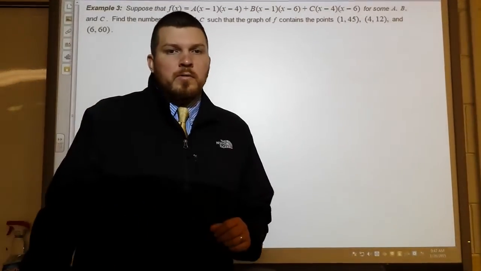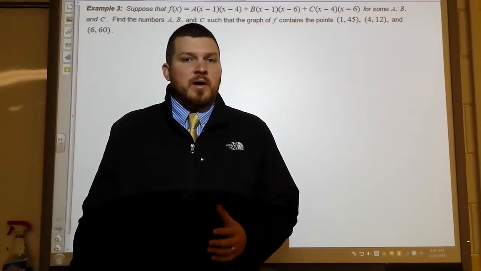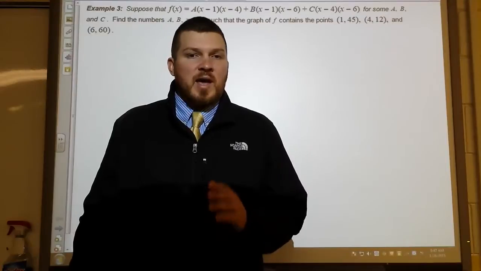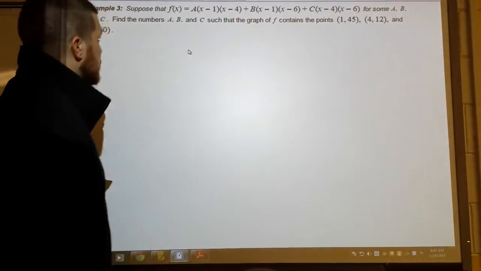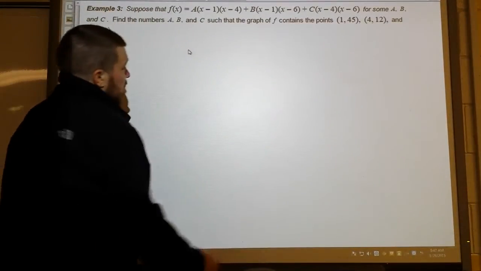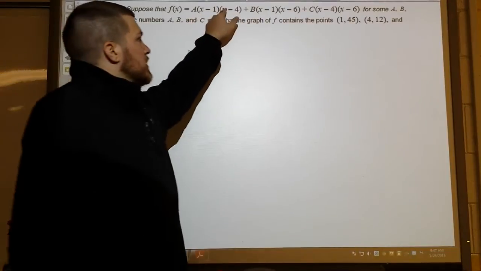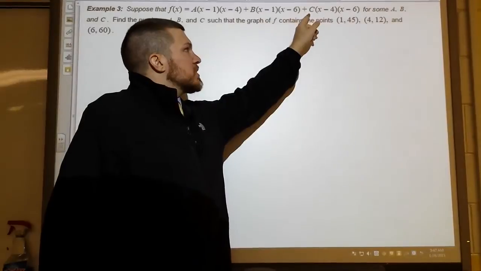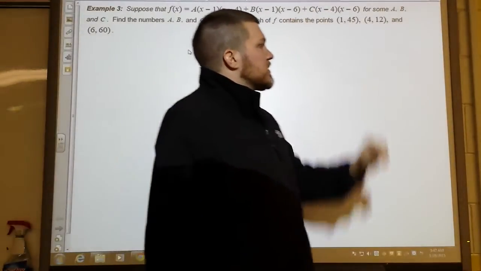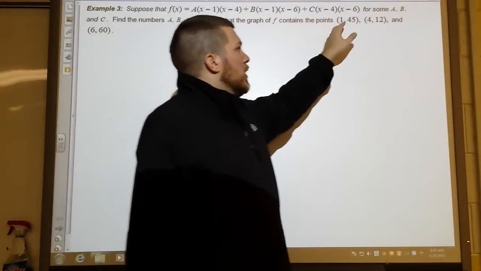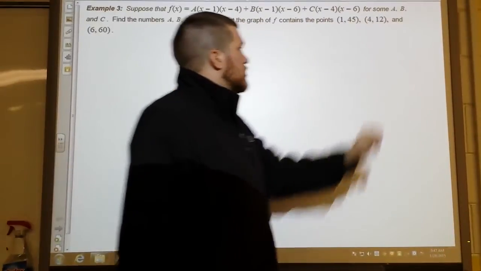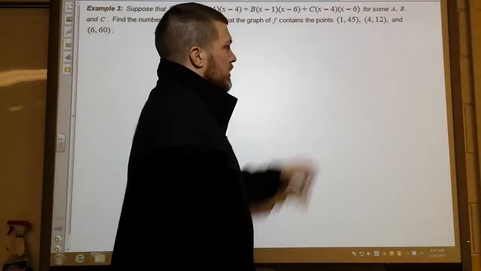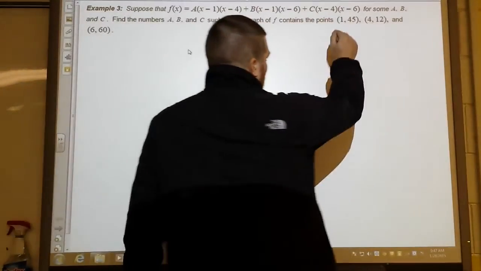Okay, so in this video what we're trying to do is find coefficients of a given polynomial if we're given specific points. So we're given specific points, so we have to use these points. For example, I have this polynomial up here: a times x minus 1 times x minus 4 plus b times x minus 1 times x minus 6 plus c times x minus 4 times x minus 6. And my given points are (1, 45), (4, 12), and (6, 60). For each one of these points, I know they're in alphabetical order, x, y.